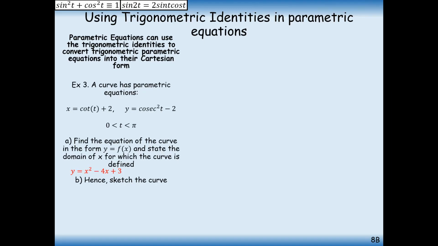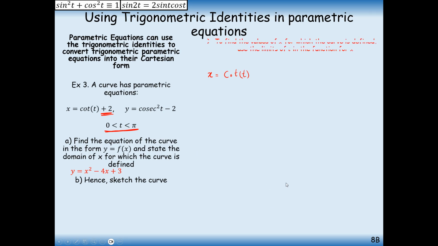In this example, we are not explicitly asked to calculate the range of values for x and y, but it's important to always consider the range of values and the fact that t can only vary between 0 and pi. So, considering the fact that x is cotan of t, we can plot the graph for cotan of t, which is 1 over tan. Basically, the plus 2 there is translating the graph of cotan up by 2.